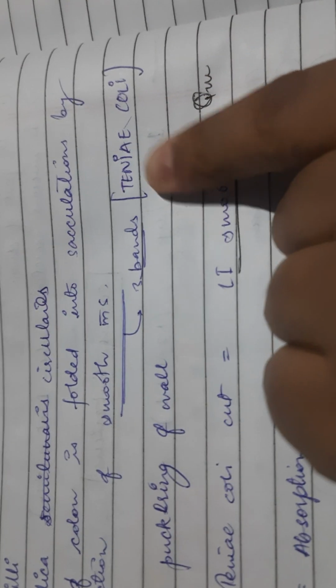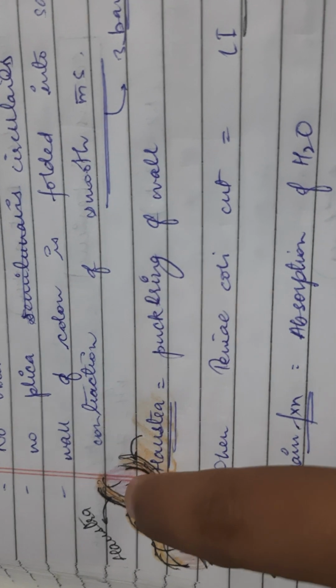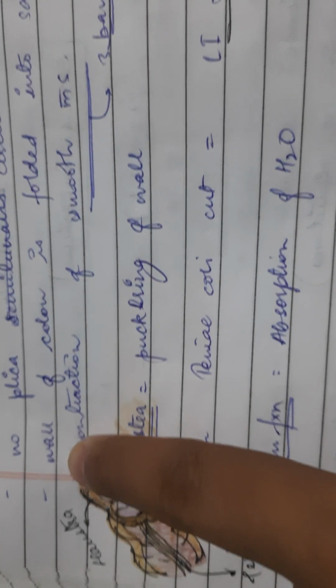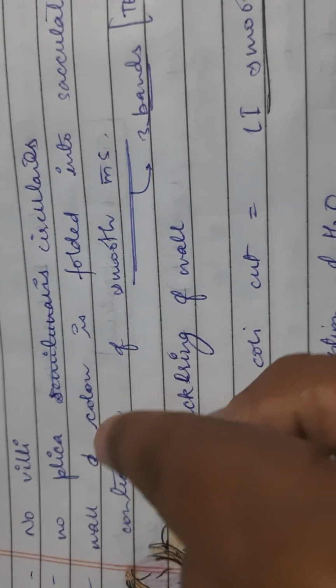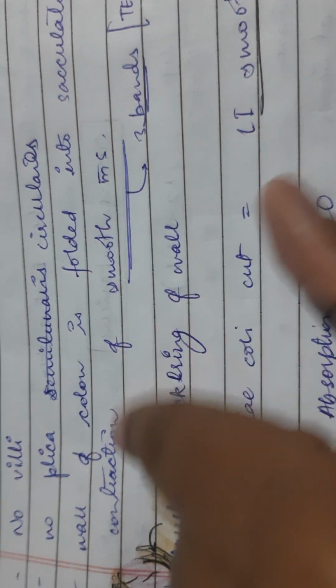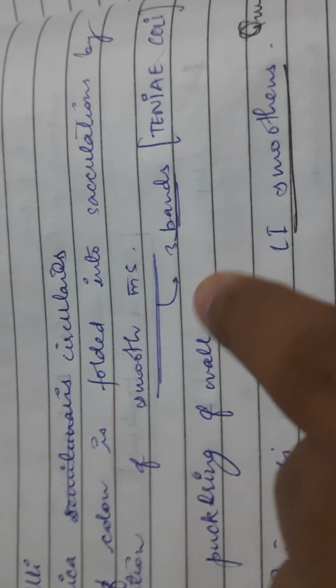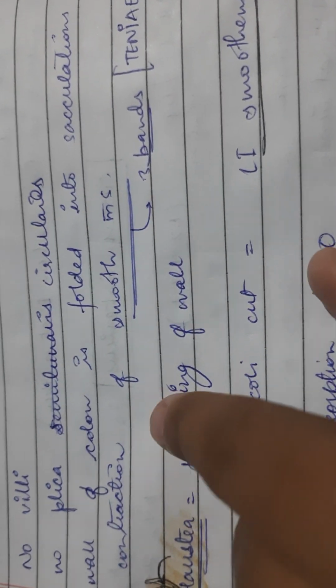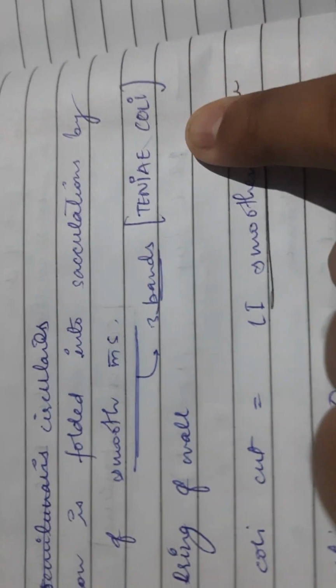3 bands. Tinea coli. This is tinea coli. This is haustra, which is a puckering of the wall. Okay. No plica circularis, no villi, but the wall of colon is folded into saculations by contraction of smooth muscles. It is folded. Okay. 3 bands.